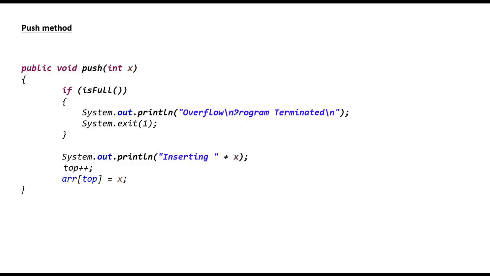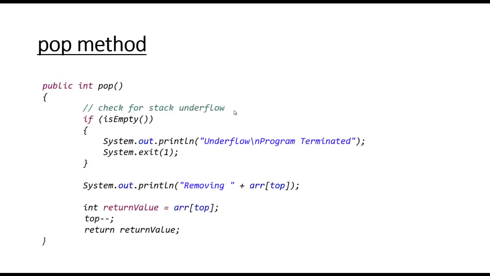Now the second method we are going to learn today is the pop method. So what was the pop method? The pop method is where we remove one element from the stack. Now which element can we remove from the stack?